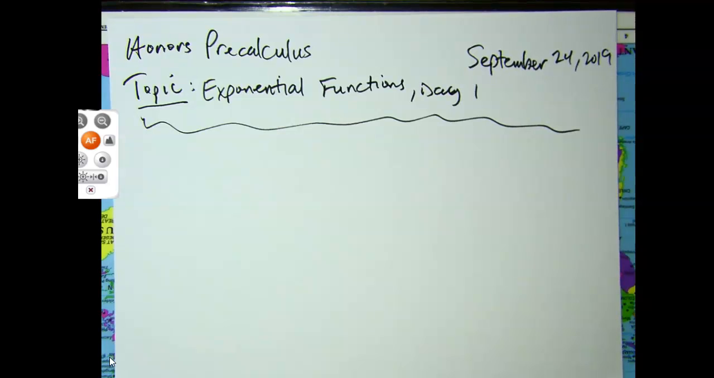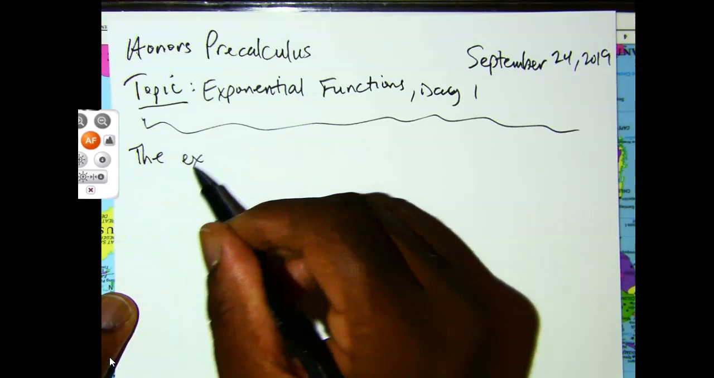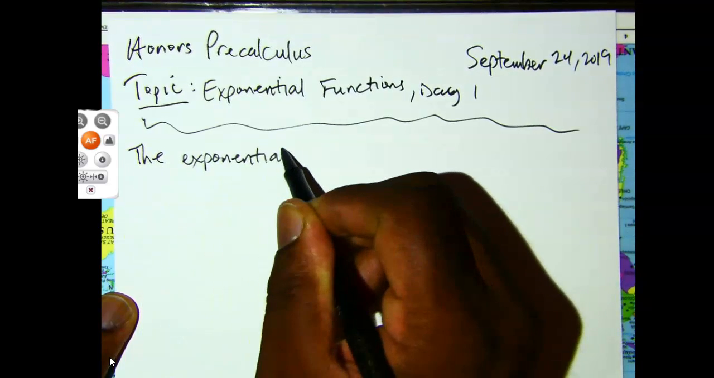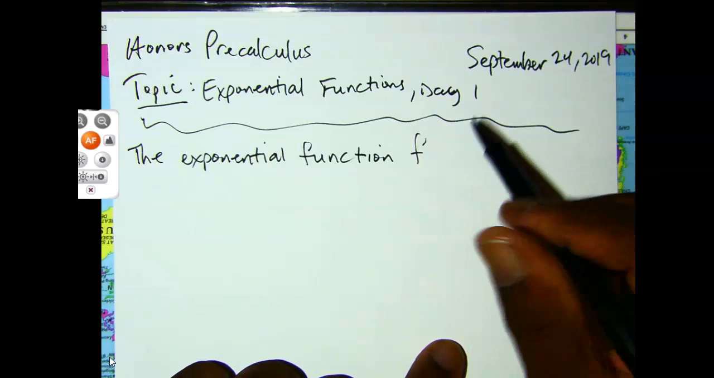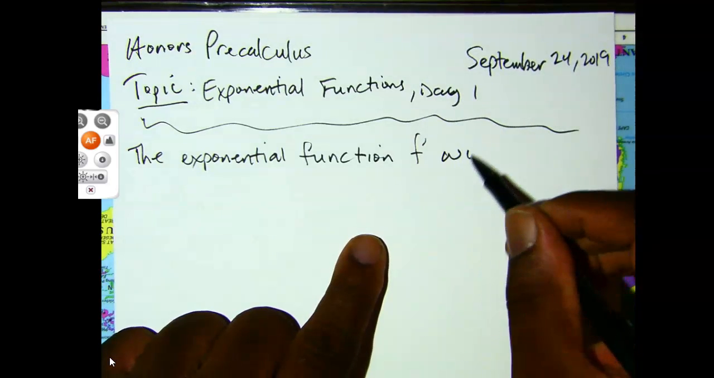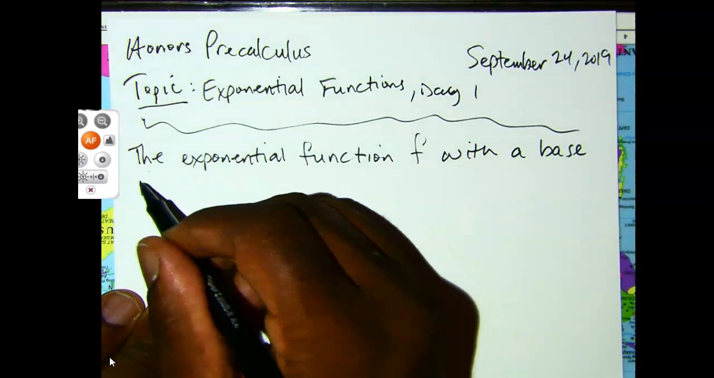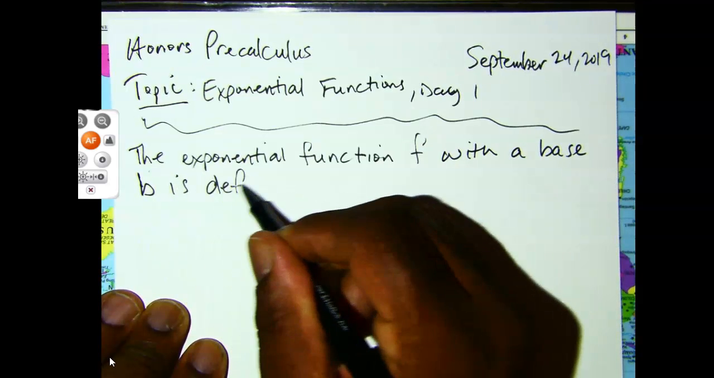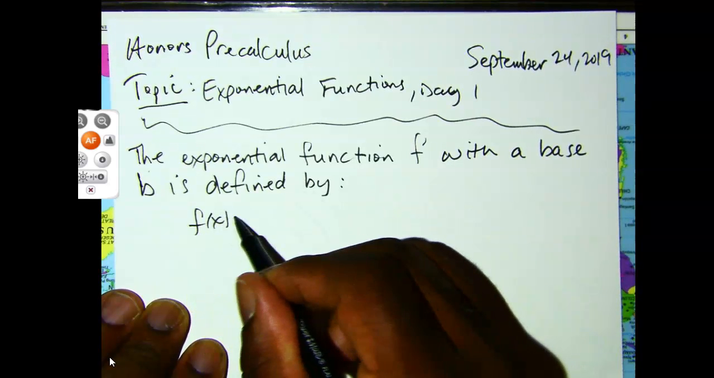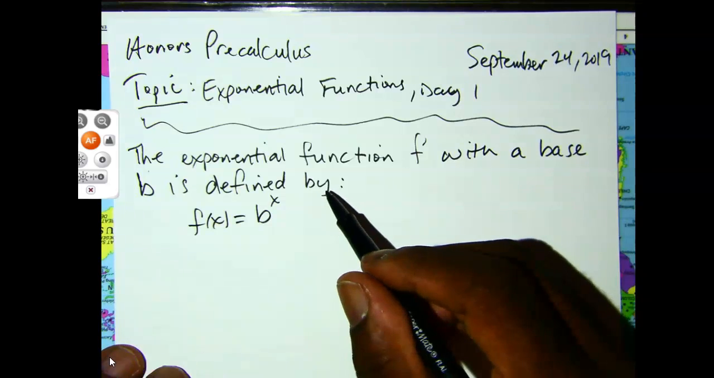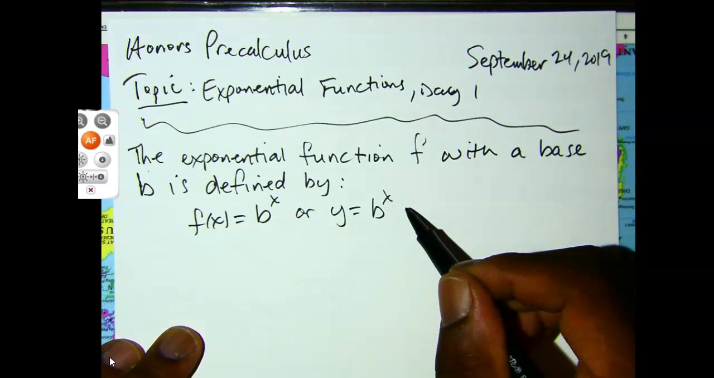Okay, so let's get a definition to start with. The exponential function f with a base of b is defined by f of x is equal to b to the x, or y is equal to b to the x.